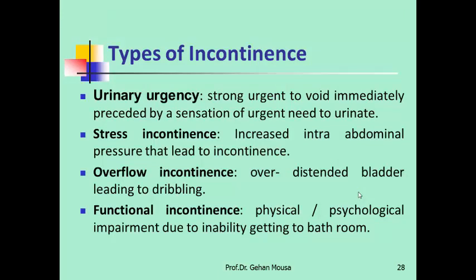Incontinence may be present in different forms. Urgent incontinence: the patient wants to void the bladder immediately, urgently, and repeatedly. Multiple times they need to urgently, immediately evacuate or void the bladder. Stress incontinence occurs as a result of increasing intra-abdominal pressure, which may be due to a distended colon, as in cases of constipation.